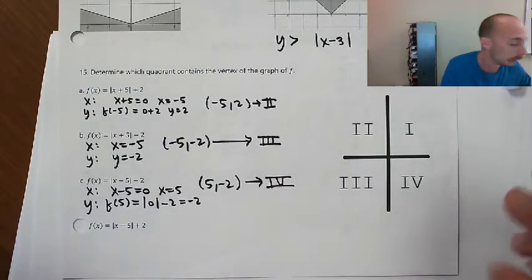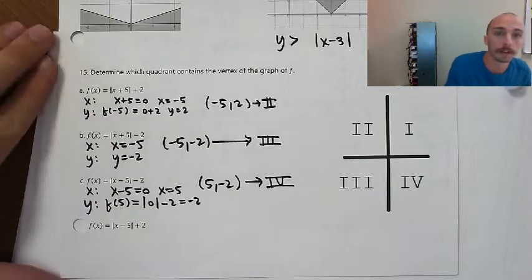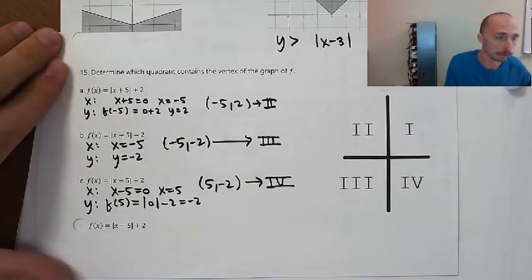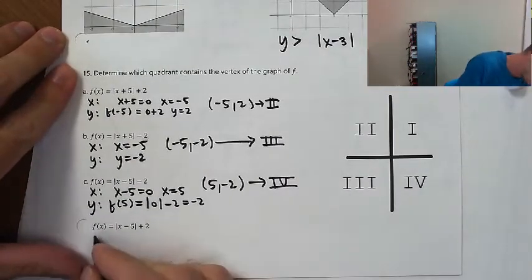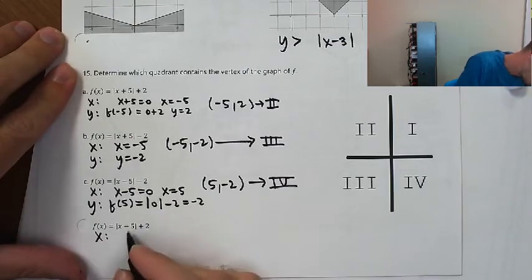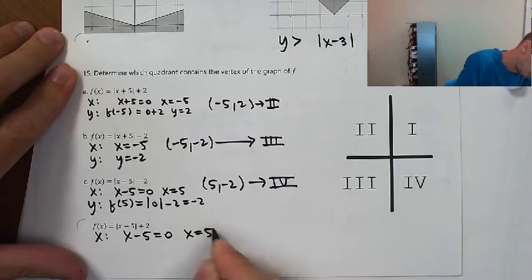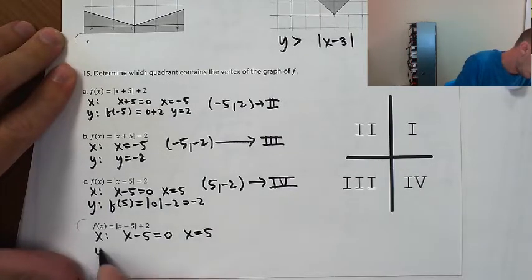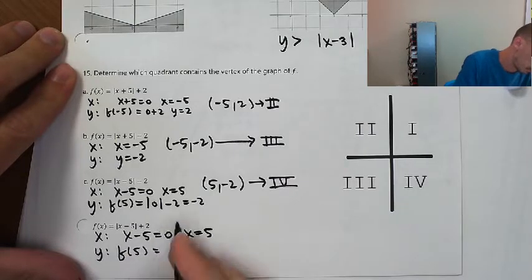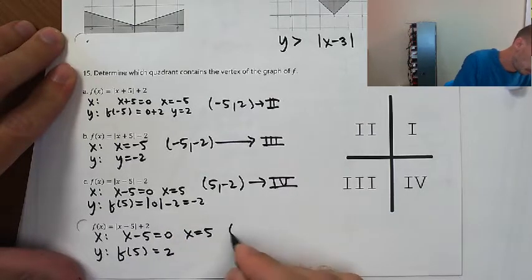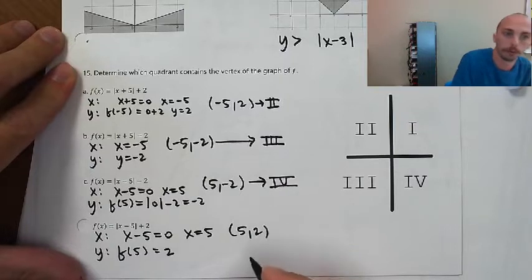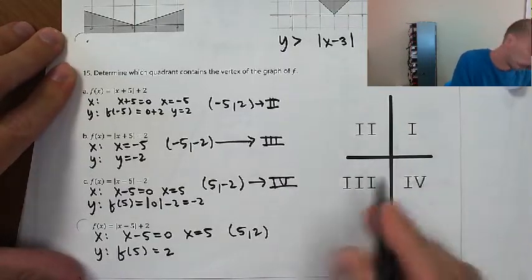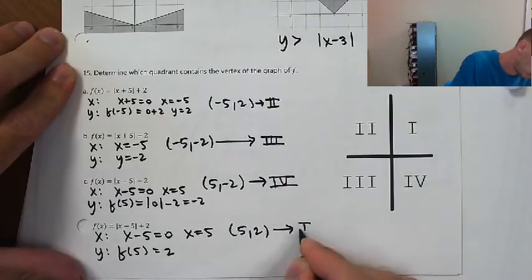Now it stands to reason, probably, that if I've given you 2, 3, and 4, this last one would be 1. Maybe you're expecting to see that, but we're not going entirely off that. We need some algebraic evidence as well. So to get the x coordinate, we'd say x minus 5 equals 0. Oh yeah, we just did that. That's x equals 5. That wasn't so hard. And then to get y, we'll take f of 5, which will be the absolute value of 0 plus 2, which is going to be 2. So 5 and 2. x is positive, y is positive, that's quadrant 1.